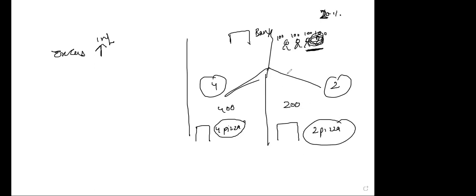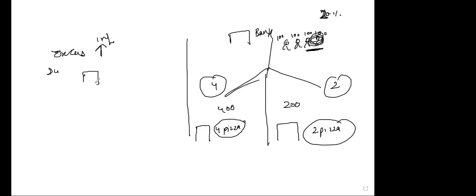So whenever there is a lot of demand, excess demand, at that time what does the bank do? They increase the price, so that less money will go to the market and automatically the problem of excess demand will be sorted out. Clear?